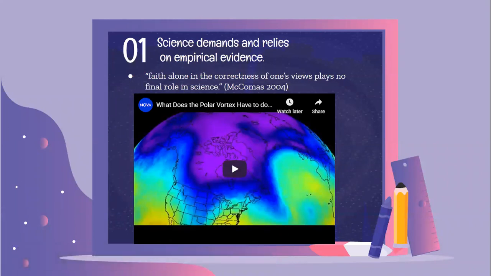The article really addresses the meaning of this, by saying that faith alone in the correctness of one's views plays no final role in science. Science must have observational evidence to construct theories out of before those theories become acceptable to scientists.